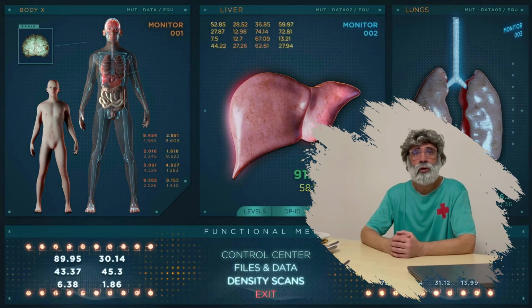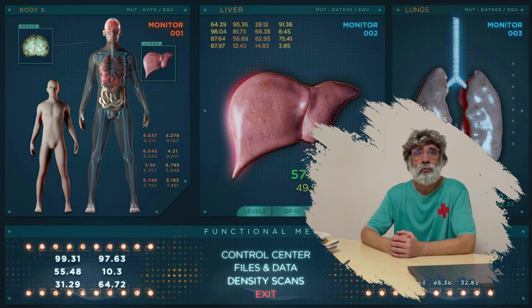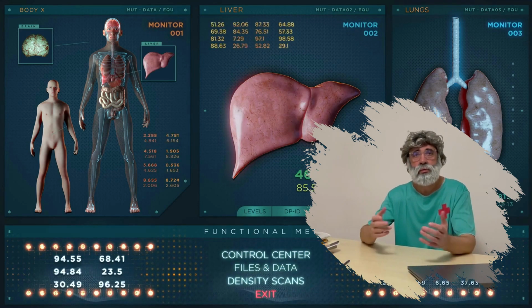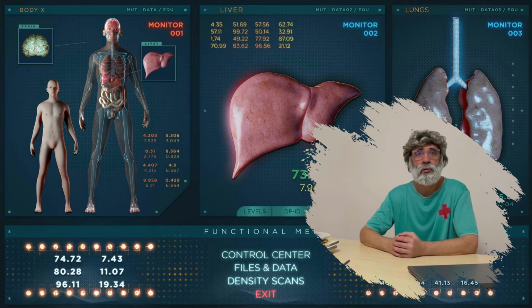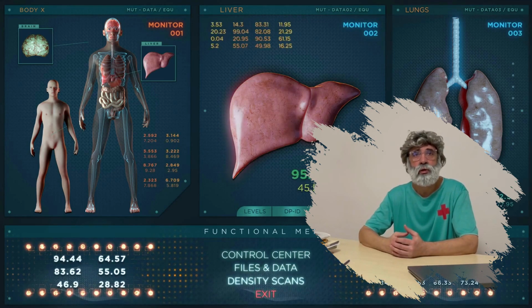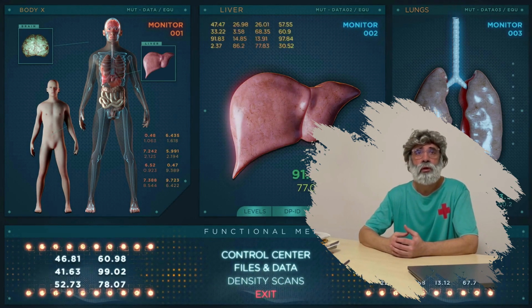Hello, dear friends. Today we're going to talk about gallstone disease. What is it? Can it be treated? And how to prevent it? First, let's look through some information about anatomy and physiology.